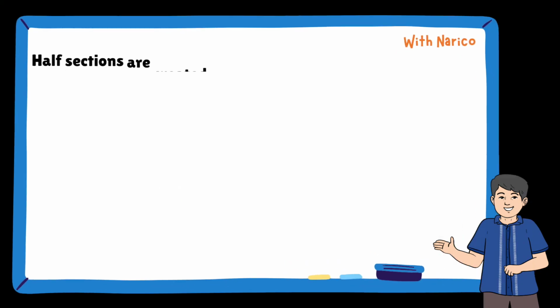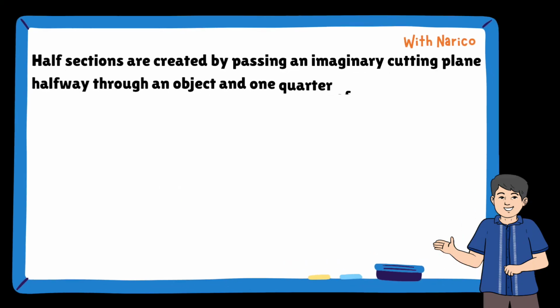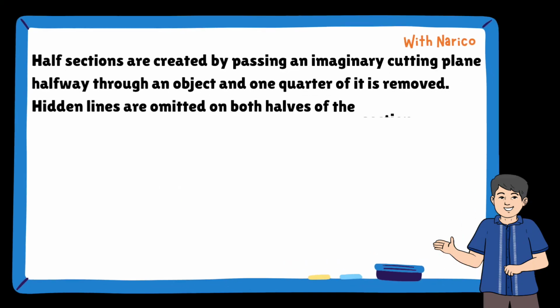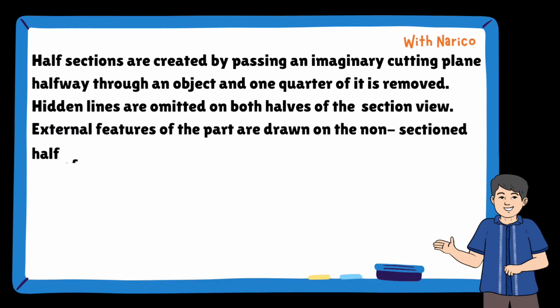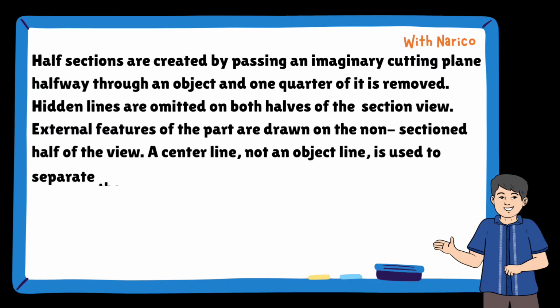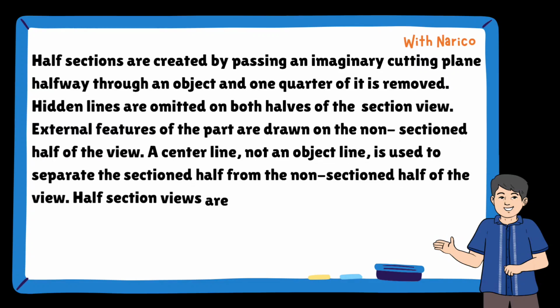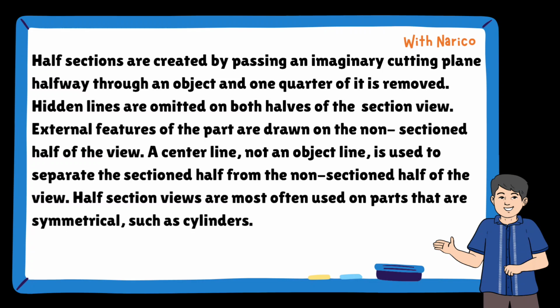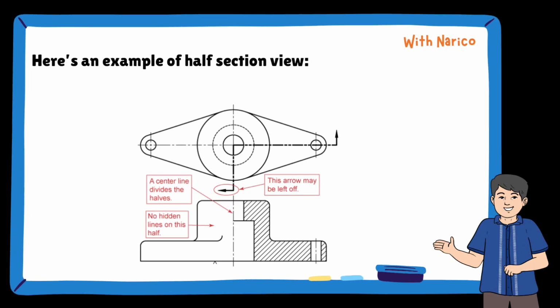Half sections are created by passing an imaginary cutting plane halfway through an object and 1/4 of it is removed. Hidden lines are omitted on both halves of the section view. External features of the part are drawn on the non-sectioned half of the view. A center line, not an object line, is used to separate the sectioned half from the non-sectioned half of the view. Half-section views are most often used on parts that are symmetrical, such as cylinders. Here's an example of a half-section view.